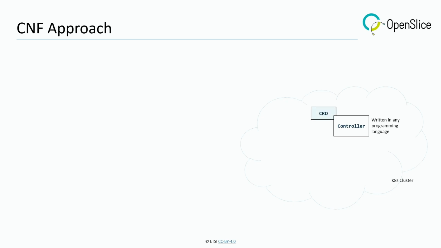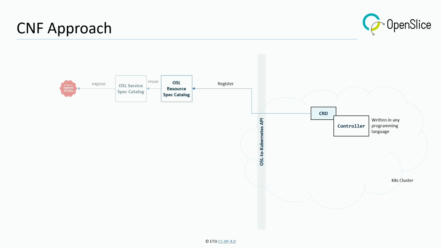And this controller will be mapped as a Kubernetes CRD, custom resource definition. So the service that resides in OpenSlice will translate this CRD towards a resource specification definition from TMF, which can also be included in a service specification. Just note, the service specification, of course, can comprise many resource specifications. We'll see more of this later.